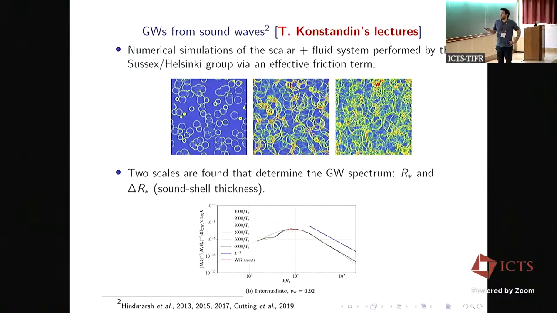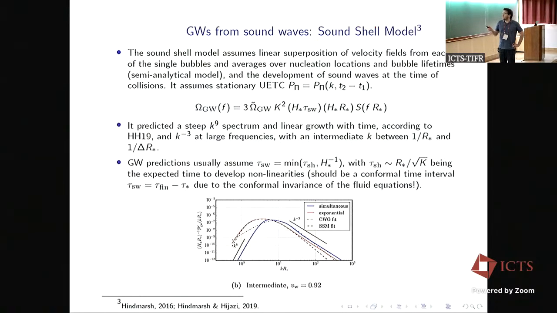So of course, Thomas has already been explaining the simulations by the Helsinki group, and based on these simulations, which were for weak and intermediate phase transitions, Mark developed what is now known as the sound shell model, which is what is mostly being used for the prediction of gravitational waves from sound waves. This is a semi-analytical model in which it is assumed that the gravitational wave is produced by a superposition of sound waves.